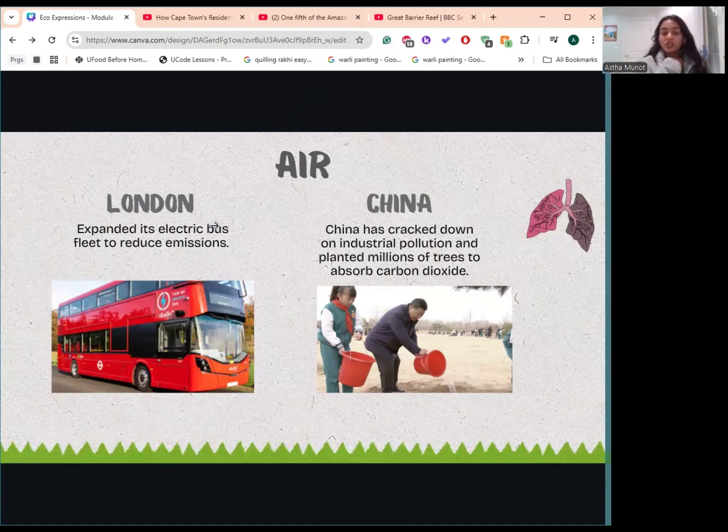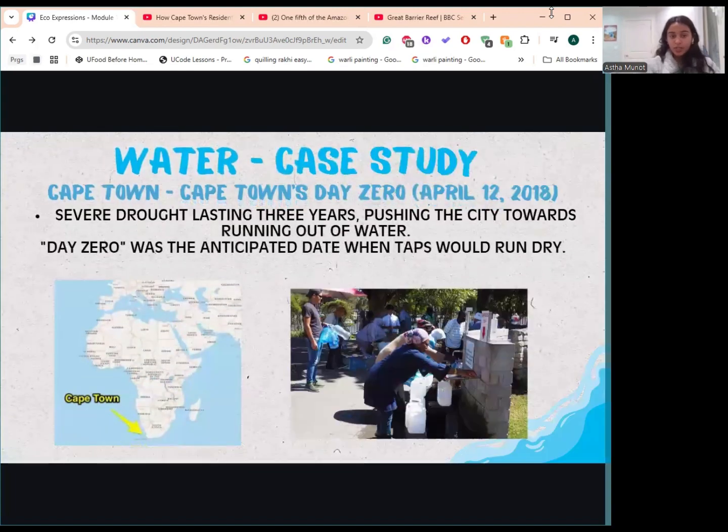And then China has cracked down on industrial pollution and planted millions of trees to offset their carbon dioxide emissions. Since there's so much industry and production that happens in China, they also release a lot of bad chemicals into the air. And so they're trying to offset that by planting many trees that can take in that carbon dioxide that contributes to air pollution and climate change. Because carbon dioxide is a greenhouse gas which traps heat in our planet, which causes climate change. So that's what China is doing to combat this issue.